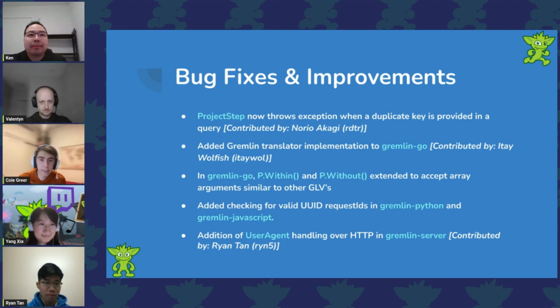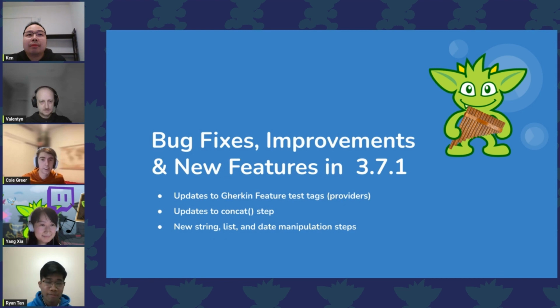All right, thanks. And Ryan, you worked on some changes to the user agent as well. Yeah, so the Gremlin server is now able to handle user agents sent over HTTP headers. This is a feature present with WebSocket connections, but was previously missing from HTTP. But now the user agent that comes with HTTP headers can be handled and displayed as part of the server metrics. Cool. Thank you, everyone.